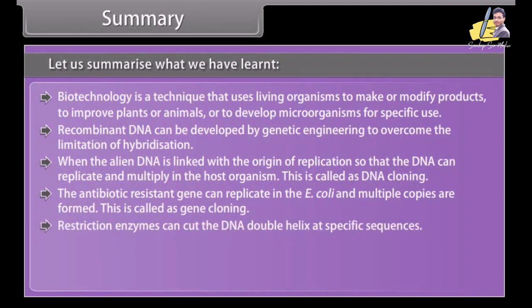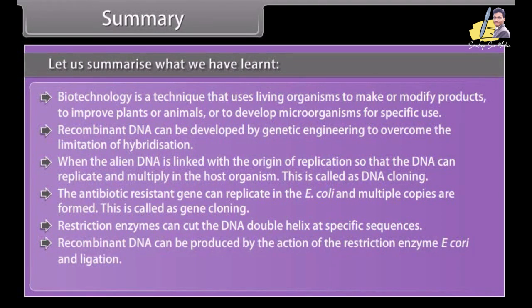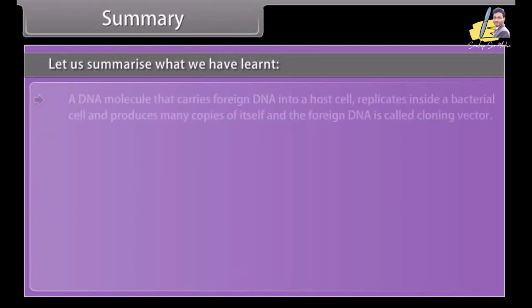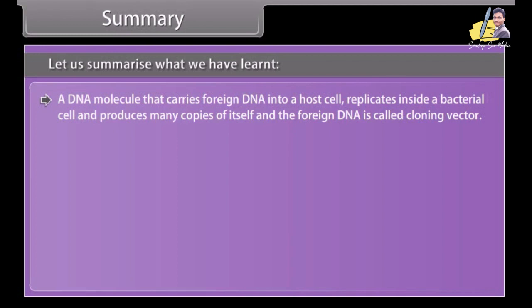Restriction enzymes can cut the DNA double helix at specific sequences. Recombinant DNA can be produced by the action of the restriction enzyme, E. coli, and ligation. Gel electrophoresis is used to separate DNA fragments. A DNA molecule that carries foreign DNA into a host cell, replicates inside a bacterial cell, and produces many copies of itself, and the foreign DNA is called a cloning vector.